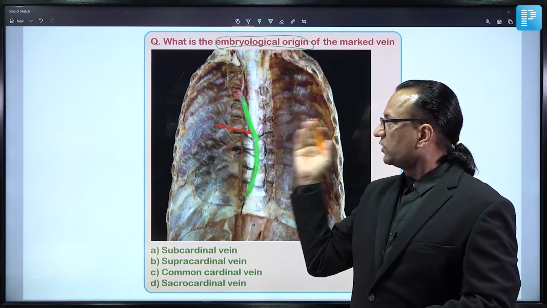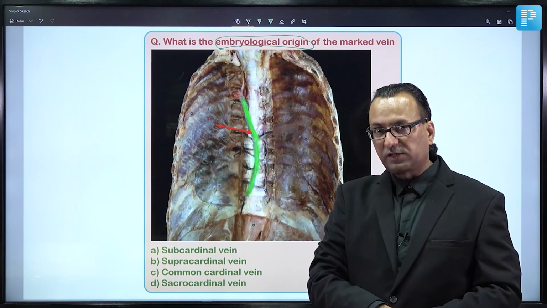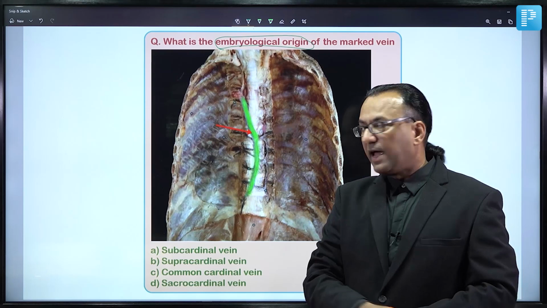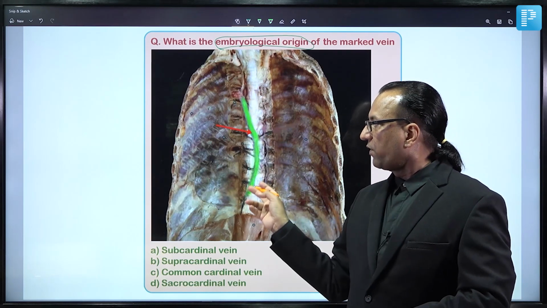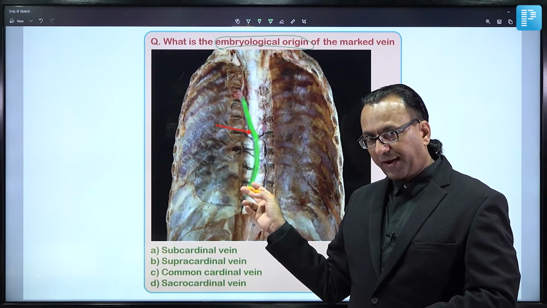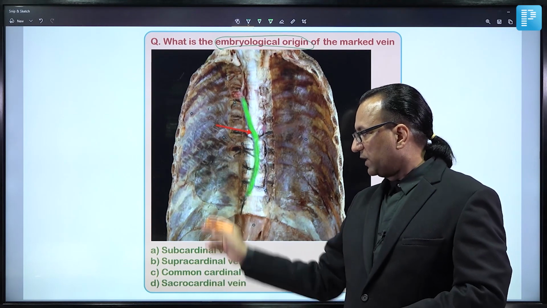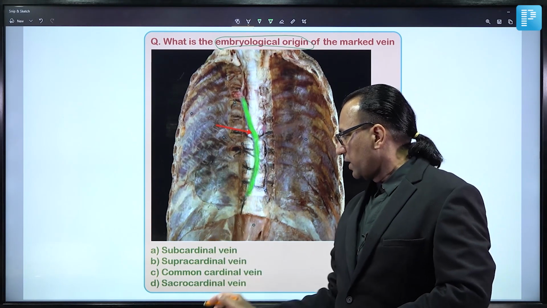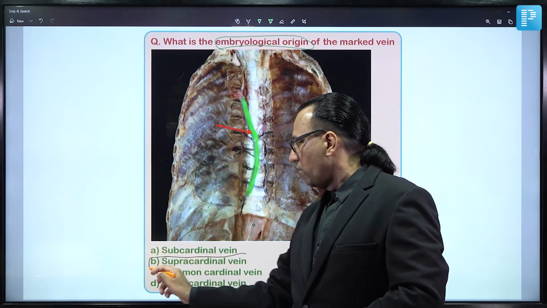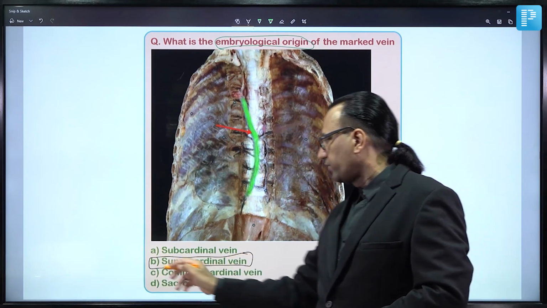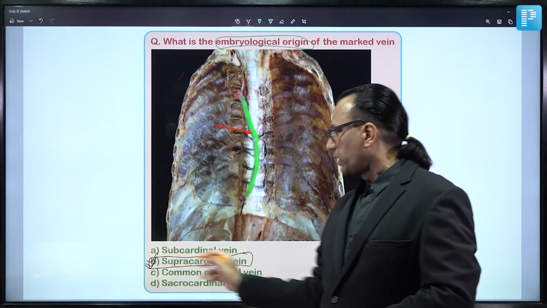So, which veins drain the thoracic wall? The azygos venous system. What about their embryological origin? Embryologically, they are derived from supracardinal veins. So, where is the answer? It is choice number B here, but then we need more details. Why have we taken our answer as supracardinal vein?